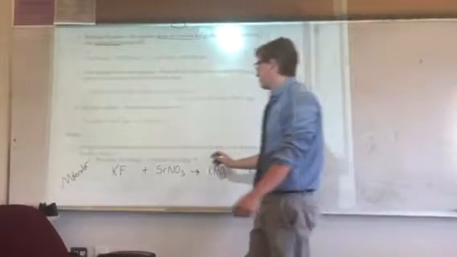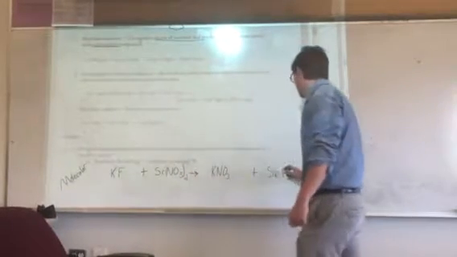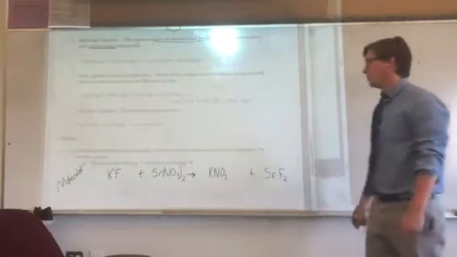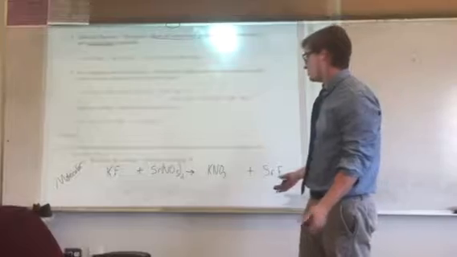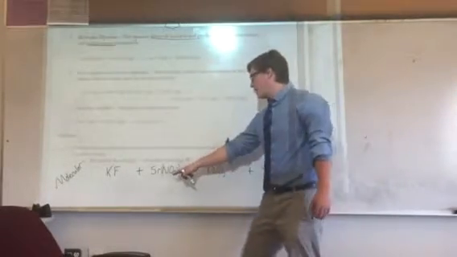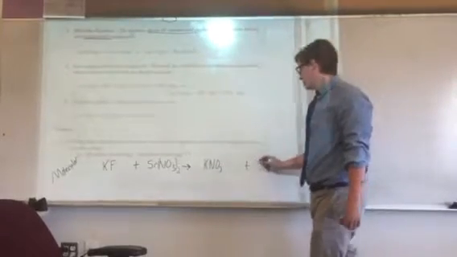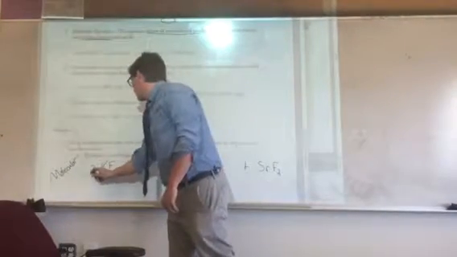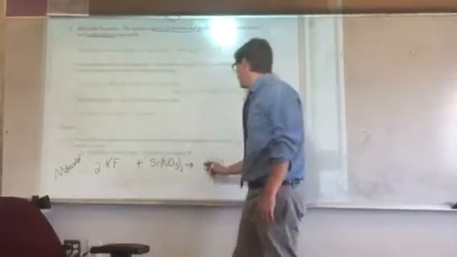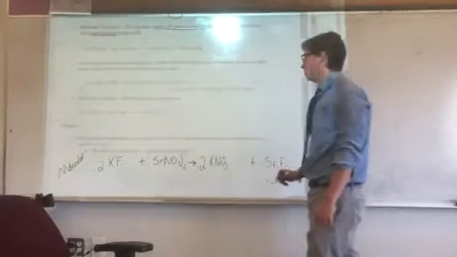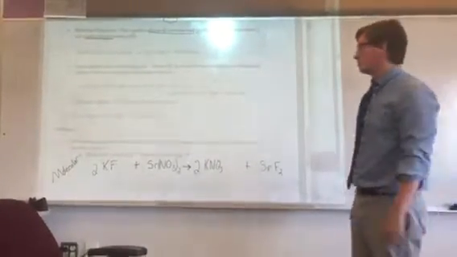We want to make sure that this is balanced. So we have KF, and we have F2 over here, so we're going to need to balance this by putting a 2 there. If we put a 2 there, that means we have 2 potassiums, so we need to put a 2 here. Now this is balanced. That's just a balancing problem.